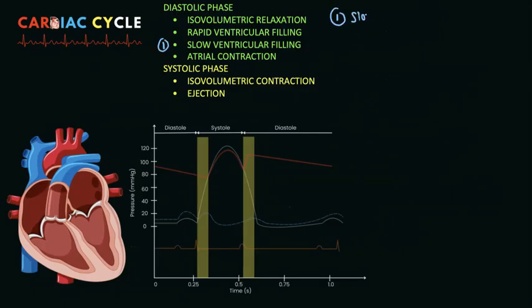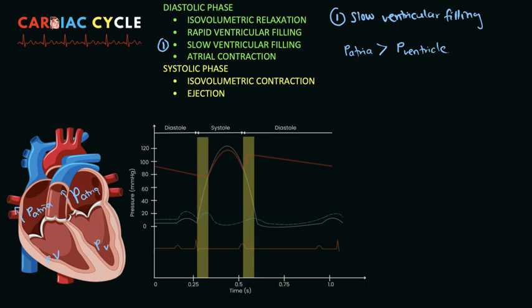What happens in slow ventricular filling is that pressure in the atria will be slightly higher than the pressure in the ventricles. This will cause the AV valve to open, thus allowing blood from the atria to flow into the ventricles. This is reflected as this flat part of the curve or slightly increasing left ventricular pressure time curve.